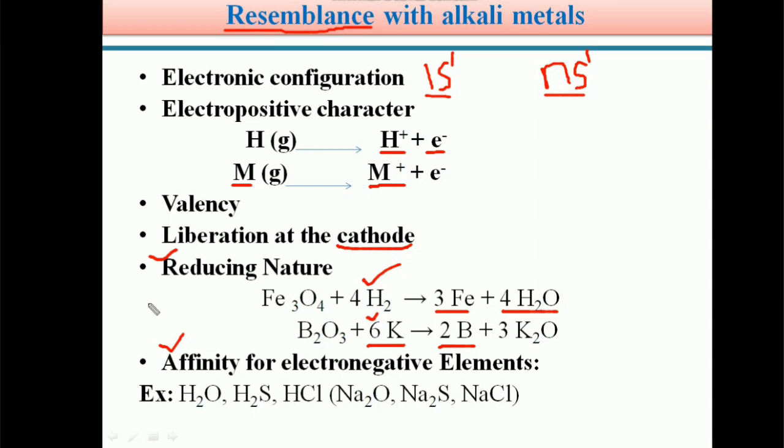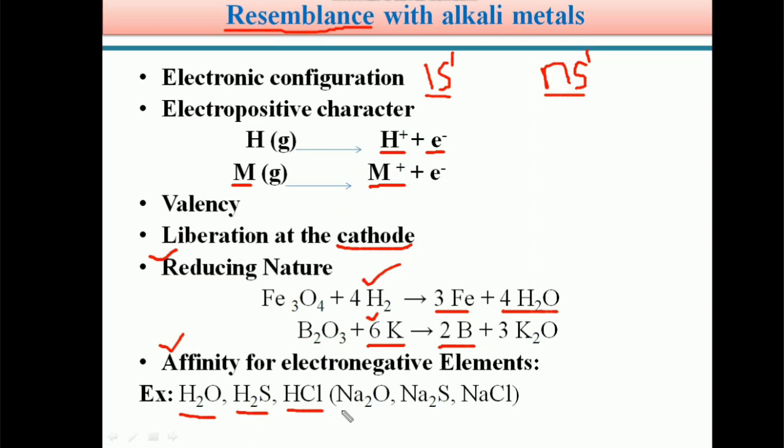For example, when hydrogen reacts with the electronegative element oxygen, it forms a water molecule. If it reacts with electronegative sulfur, it forms H2S. Similarly, if it reacts with an electronegative atom like chlorine, it forms HCl, hydrochloric acid. Whenever hydrogen reacts with chlorine, it forms HCl, hydrochloric acid.